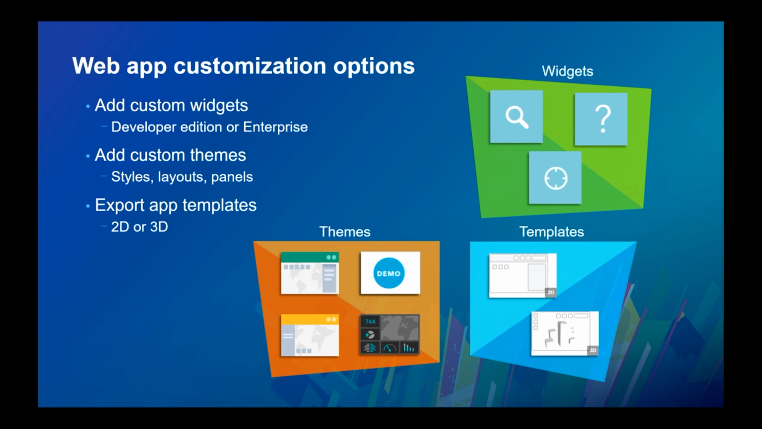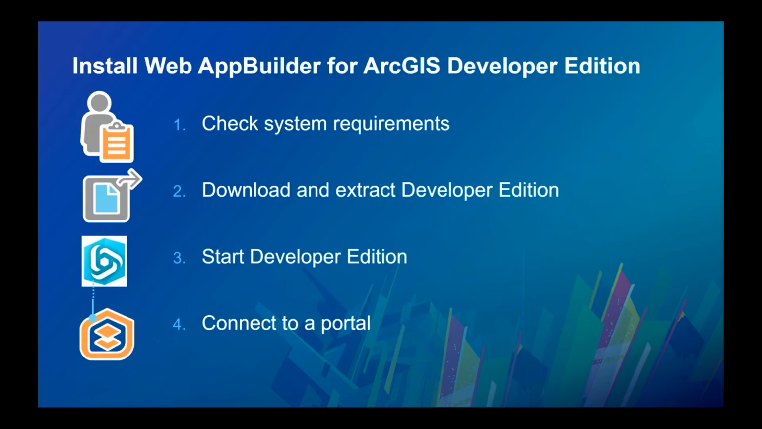Okay, so let's say you have a template you define you want your users to use in their portal or ArcGIS Online instance. You can save that to your organization and they can use that app template, okay? So how do you get the Web App Builder Developer Edition? Pretty simple. Just check your system requirements. Just make sure it can handle that. You download and extract it. It's all from our developer site.